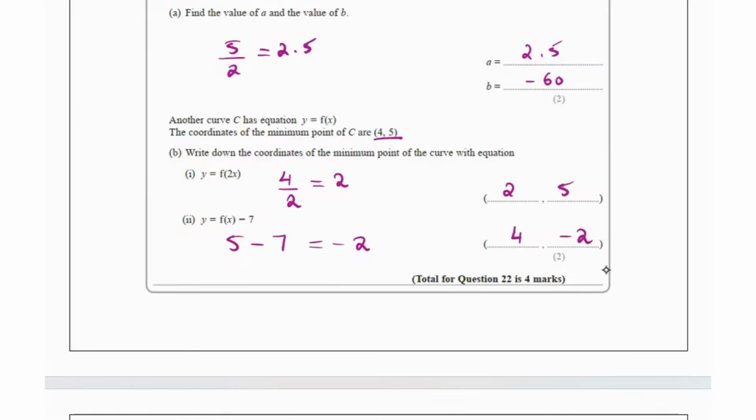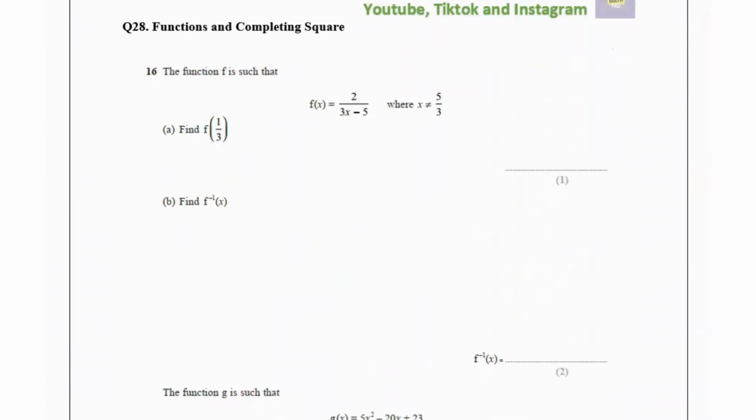Then we have functions and completing the square. We have the function f of x equals 2 over 3x minus 5, where x does not equal 5 over 3. If I'm not wrong, in the June 2025 paper, they gave a question where they asked you to state the value of x where the function is restricted, like the domain is restricted. In this case, they already gave you the restriction that x does not equal 5 over 3.